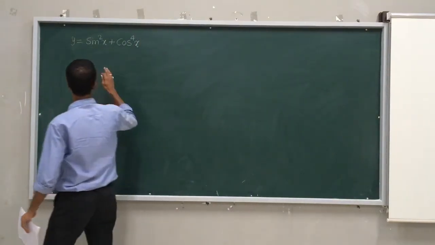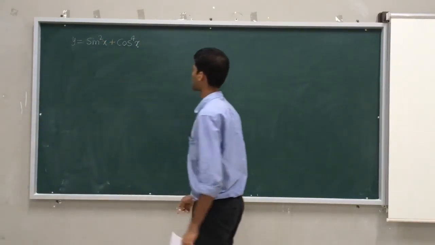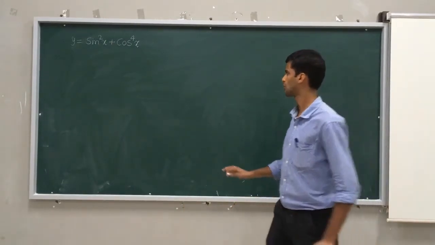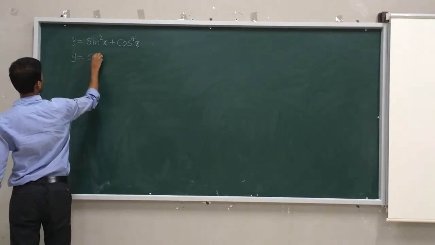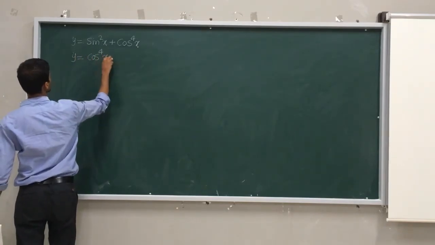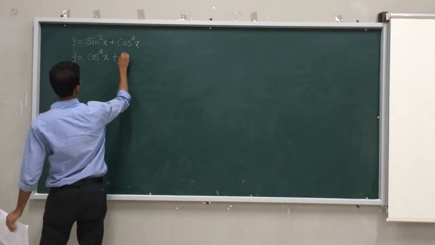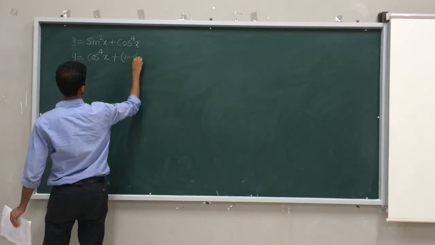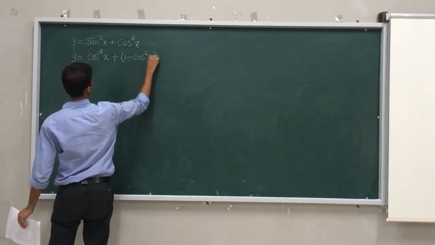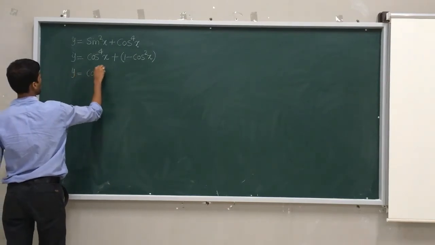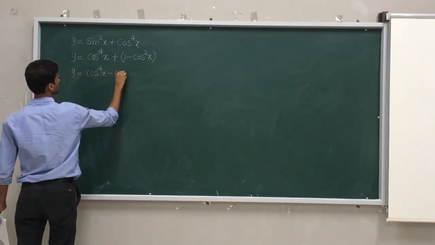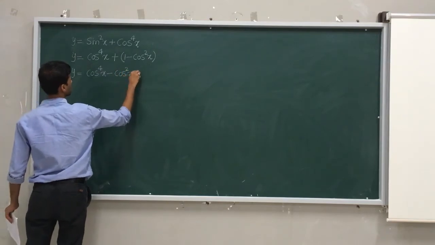So what we will do here, if you compare both, the power 4 is bigger, so let me keep that 4 as it is. Let me write cos raised to 4x plus sin square x, which is 1 minus cos square x. Then what will happen here? It becomes cos raised to 4x minus cos square x plus 1.